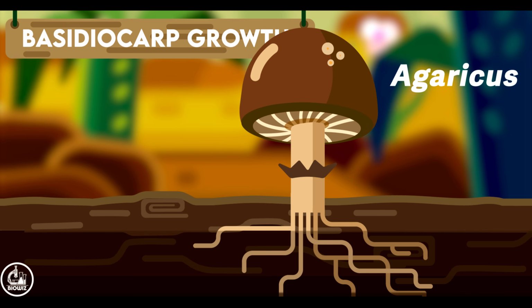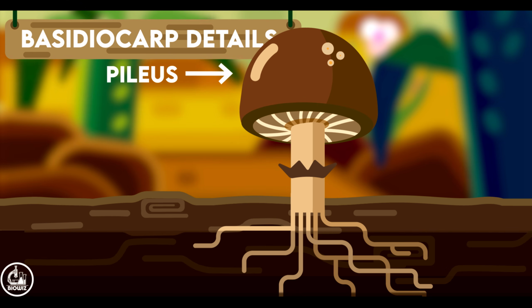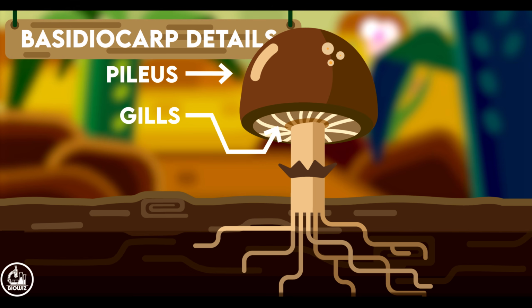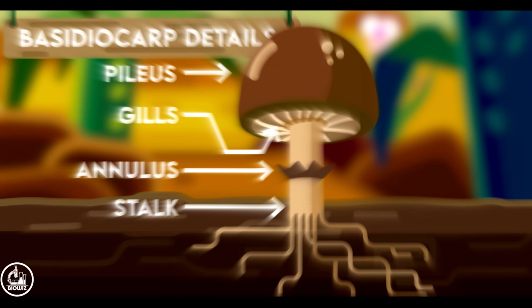For example, this is the mature fruiting body of the species Agaricus. The umbrella-shaped head is called the pileus. The thin radiating structures present below the pileus are called gills. The pileus and the gills are present at the tip of the long stalk, which also has the remains of the protective covering of the gills called the annulus.